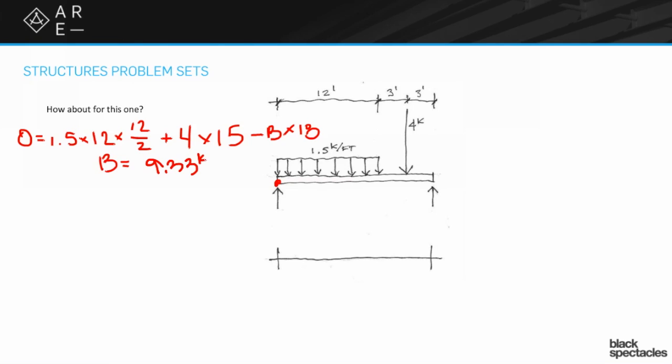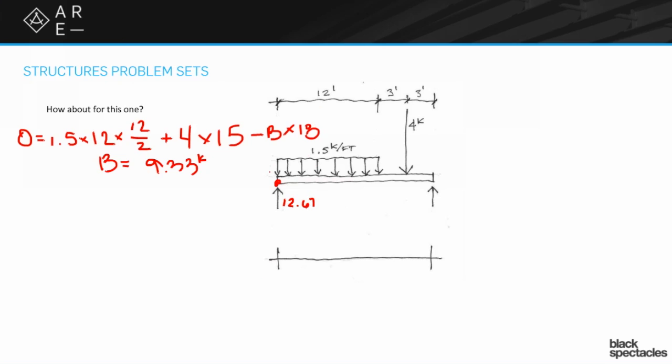9.33 kips. And then you can sum your forces in the vertical by saying this 4 kips plus the 1.5 times 12 to get it to a total load, and then subtracting off the 9.33 gets you to the reaction over here, which is 12.67.